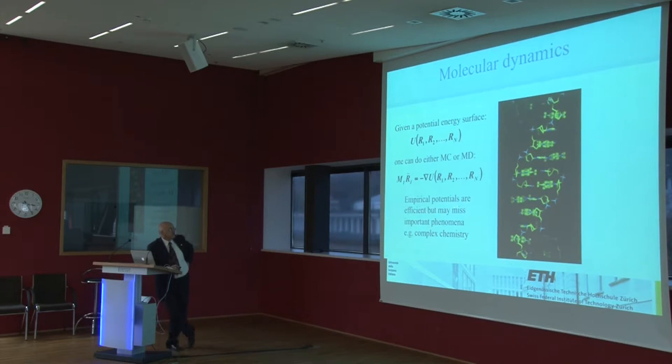But there is a limit, because empirical potentials are very efficient, as we just have to calculate a few distances and a few angles, but they miss important phenomena like chemistry. Here is an example, the double helix of DNA. What can happen in DNA if a gamma ray impinges on it is that a radical is formed, and this hole can jump long ways, the electrostatic potential changes. A phenomenon which can't really be described by effective potentials, something physically quantum mechanical.